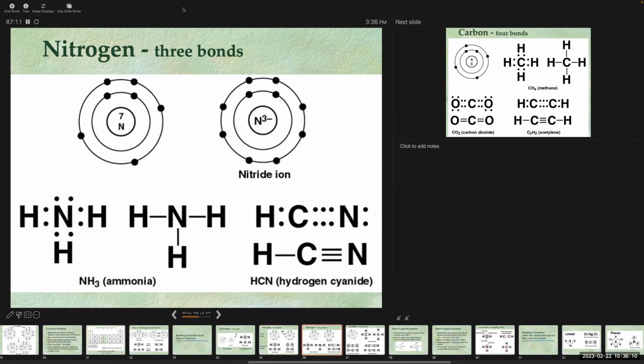Nitrogen has an atomic number of 7. 7 protons in the nucleus, 7 electrons, 2 in the first shell, 5 in the second shell. So nitrogen is not happy about having 5 electrons in its outer shell, so it could try to steal 3 to fill up that outer shell, which does happen.